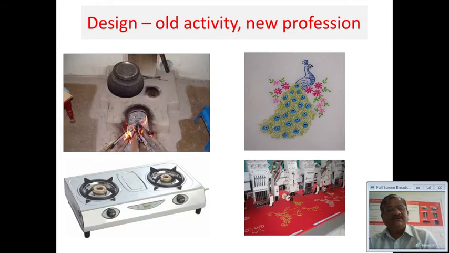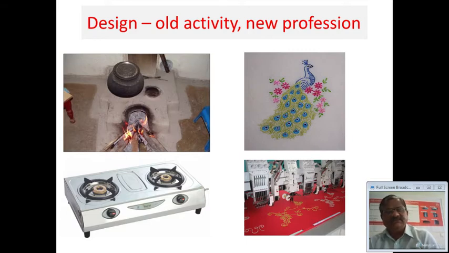Before the Industrial Revolution, a chula, the traditional Indian heating device, was popular. It was all handmade and it functioned with a lot of wood burning in a geometrically vacant space. This was replaced by the gas burner made by the machine.